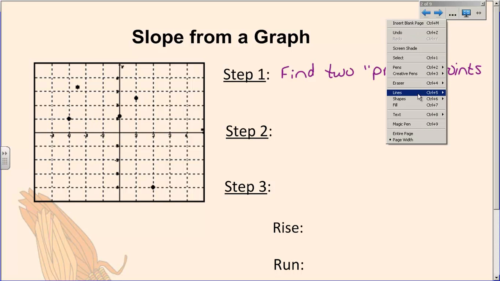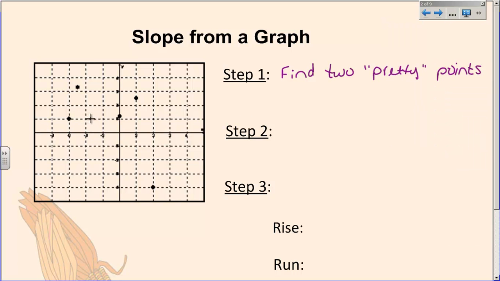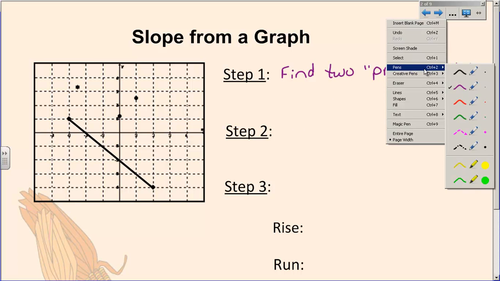So we're going to find 2 pretty points and we're going to connect them with a line. This point, and this point are not pretty at all. They do not have whole number coordinates. These are the 2 pretty points on this graph. So we're going to connect those 2 points with a line because they aren't already connected.